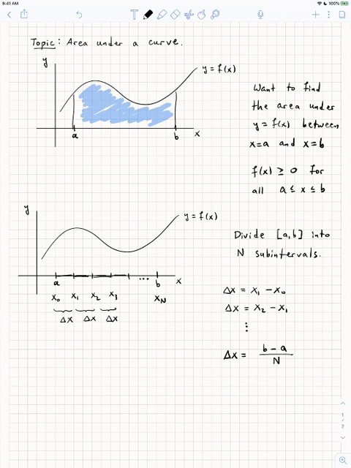Now I want to construct rectangles over all of these intervals. So how am I going to do that? I'm going to use the right sums or the left sums, or approximations if you prefer. So for example, let's use r sub n. Let r sub n be the right endpoint sum, or approximation if you prefer, using n rectangles.